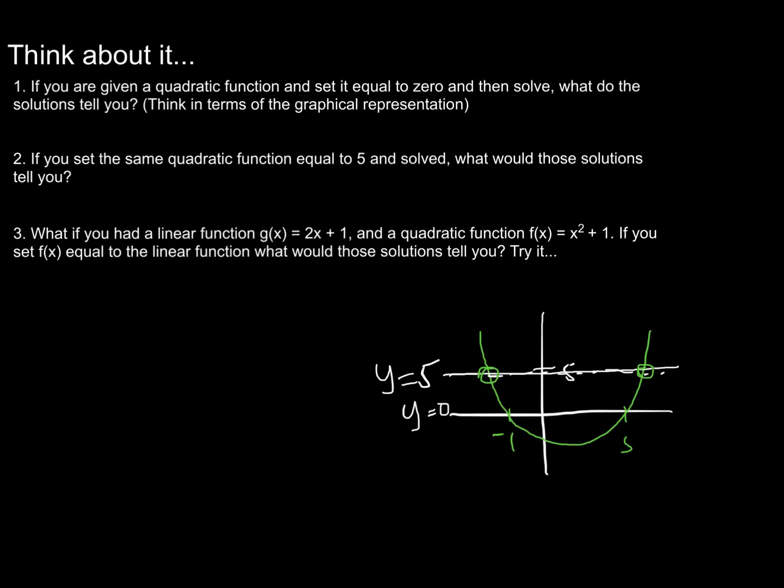Well, hopefully you tried this on your own, and just to give you a basic idea, imagine that you have the function 2x plus 1. That's just some straight line. It might look like this. And if you set your quadratic equal to this line, just like when we set it equal to the line y equals 5 and the line y equals 0, we're finding all the different points where our quadratic intersects this linear function.